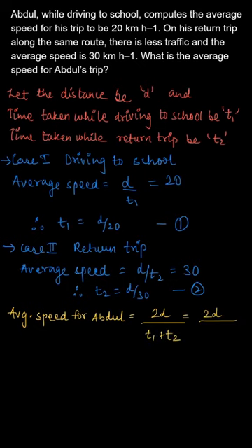We substitute the value of t1 to be d by 20 and t2 to be d by 30. So on solving this further, we'll get the average speed to be equal to 24 km per hour and not 25.